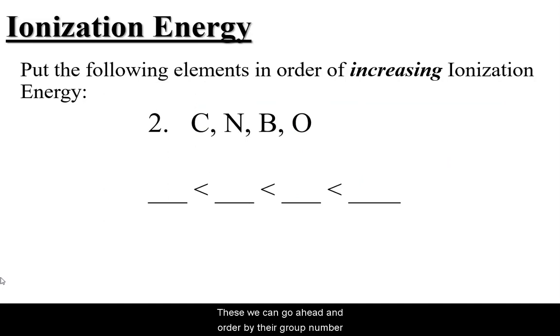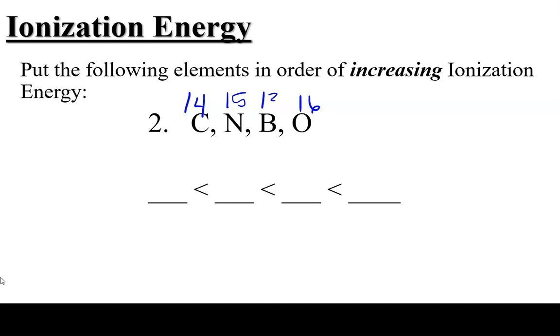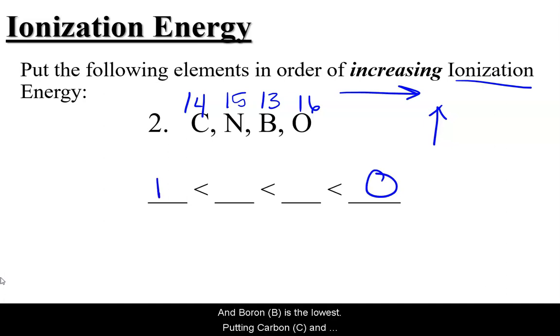These ones we can go ahead and order by their group number. So carbon is 14, nitrogen is 15, oxygen is 16, and boron is 13. And if it increases this way across the periodic table, that means that the higher your group number is, the more ionization energy it has. Oxygen is the highest, and boron is the lowest, putting carbon and nitrogen next.